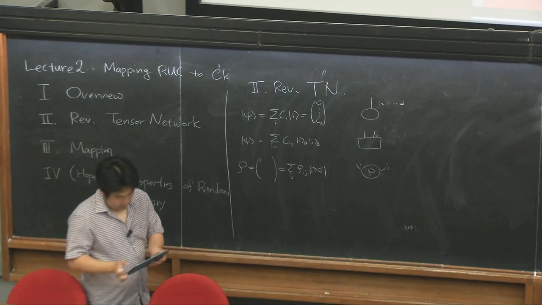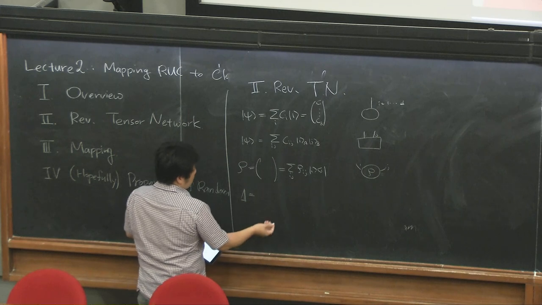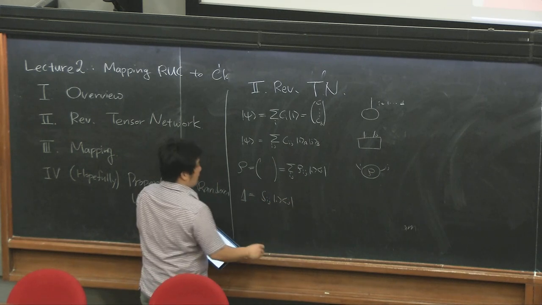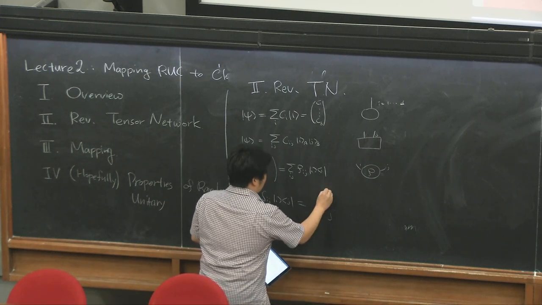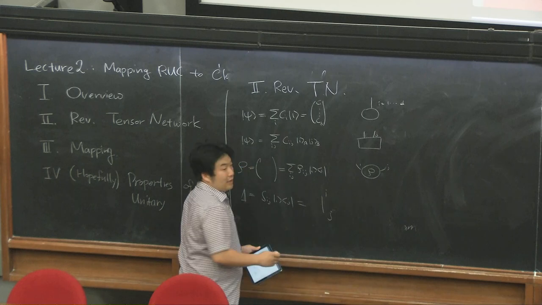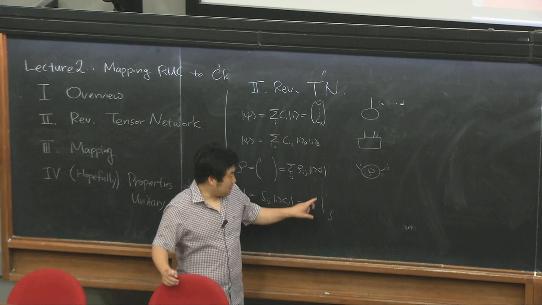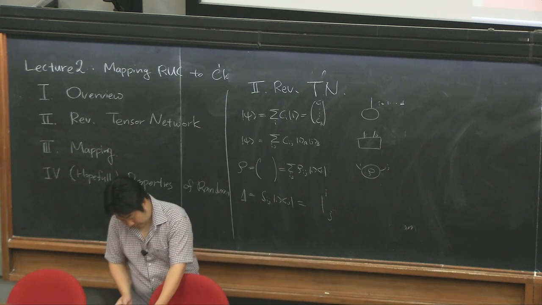Okay, a couple more examples. If you consider the identity matrix, that's basically delta_ij, and this kind of operator I can represent as a line, with j and i. So in this tensor network diagram, the convention is that whenever there is a line, the top and bottom indices have to match, otherwise it vanishes. So that's the delta function.